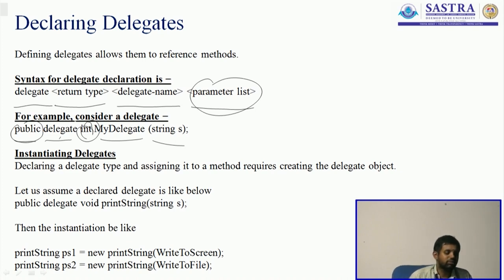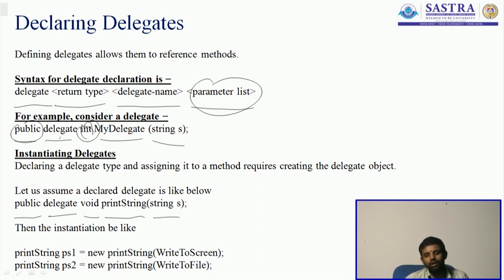Then how an instantiation could be done for a delegate, that we are supposed to understand, right? So you can see here we have the access specifier public, then the keyword delegate, then the return type void, and the delegate name PrintString, and the argument is going to be a string argument. Okay, fine. So like this we have declared, and then the instantiation has to be done.